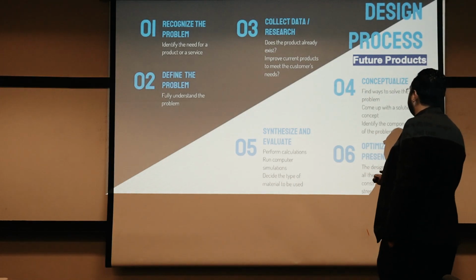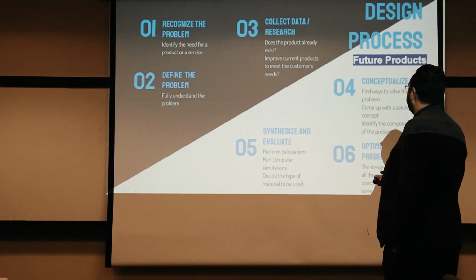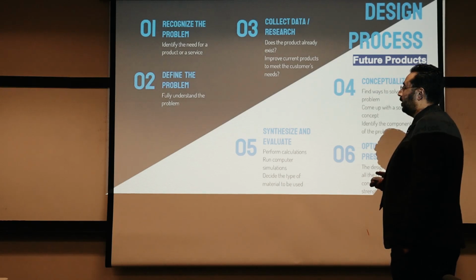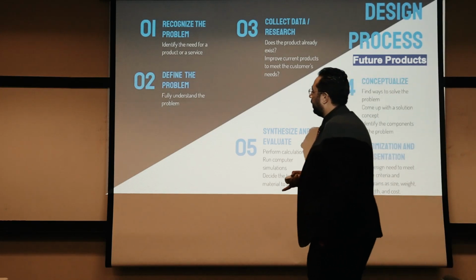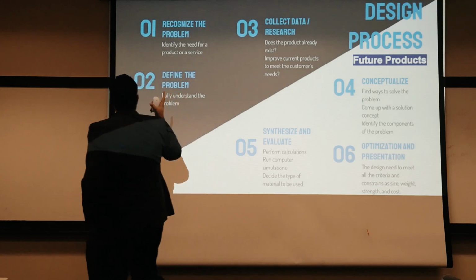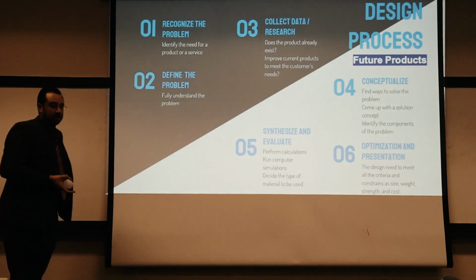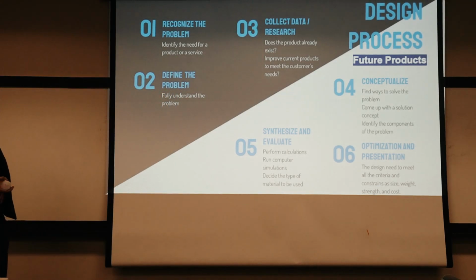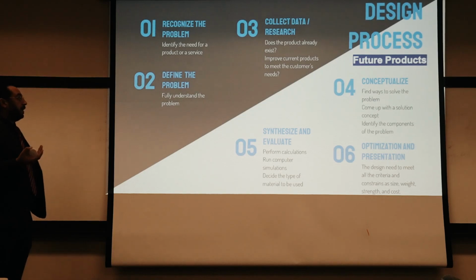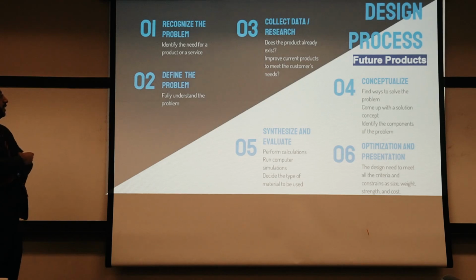So in the design process here, we're talking about designing towards a future product. If you have a future product, first you need to recognize the problem. Let's say somebody is having a problem that his car doesn't go as fast as it should, then you need to find a solution for that. Not necessarily is that product in the market, it could be a product that's not there. Like there's a need, but there's no product. Then you're trying to create a new product to solve that problem.